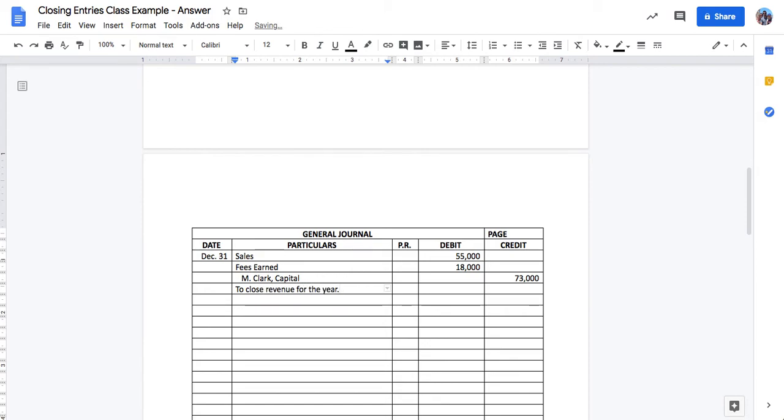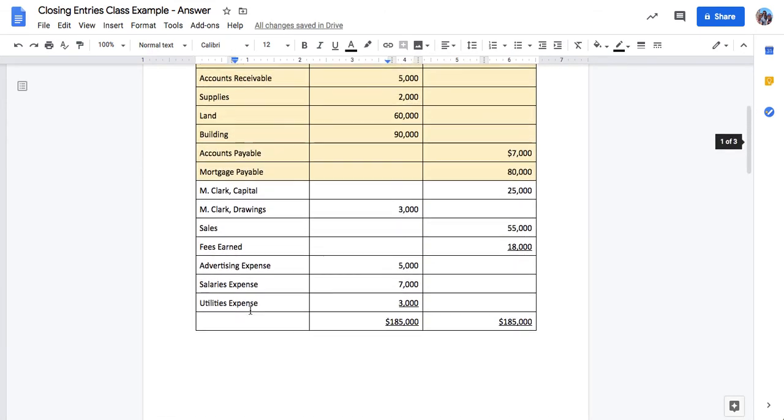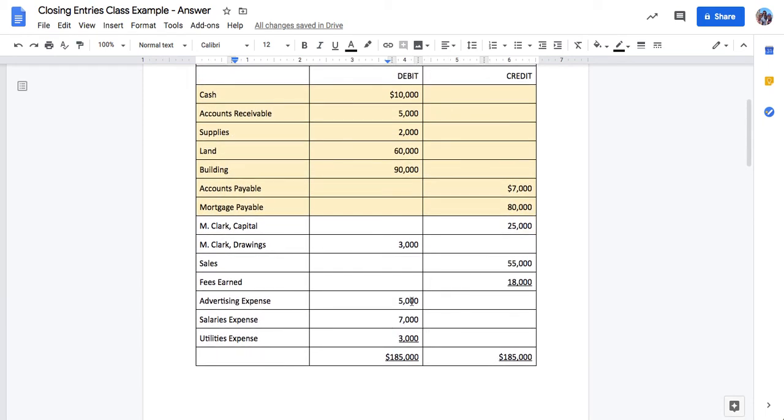Now, we can see the impact. Capital is a minus plus account. So right now, the owner has earned or made an additional $73,000 from his or her sales or fees earned for the year. So that's step one. Step two is we're going to do the same for our expenses. If we look here, our expenses have a debit balance, so they have the proper balance.